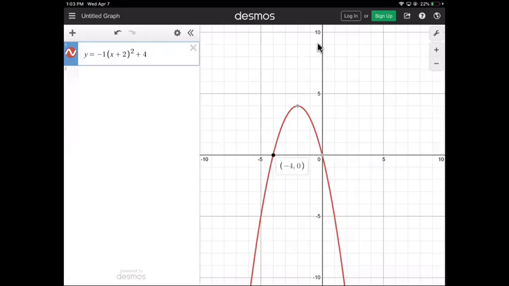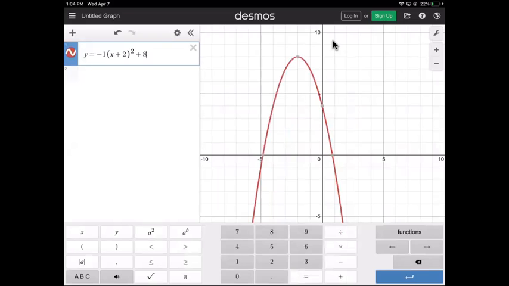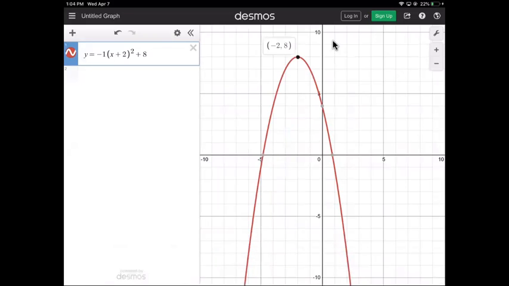Ooh, there's something wrong here. Give me a moment. I figured it out. I put the wrong equation in here. This should be an 8. That's better. So we can see our vertex is negative 2, 8.